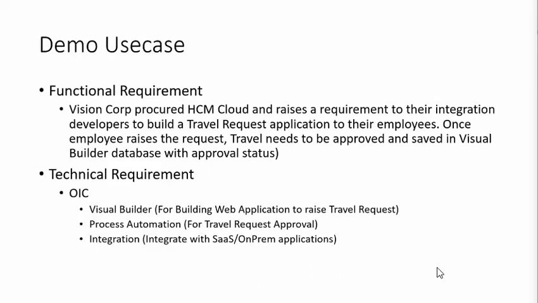Vision Corporation, let's say the customer has procured the Oracle HCM Cloud application, right? And there is a challenge to the integration developers to build a travel request application for their employees. Let's assume the travel request application is not a custom functionality, or a functionality which is not available in HCM Cloud, right? So how is this challenge taken by the integration developers?